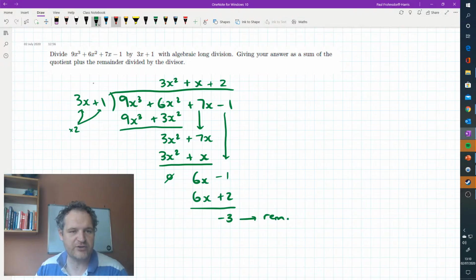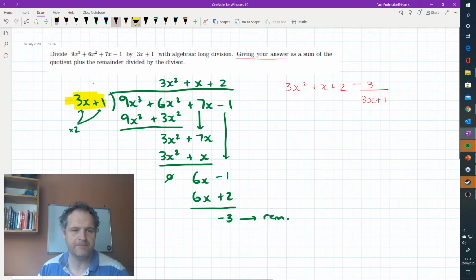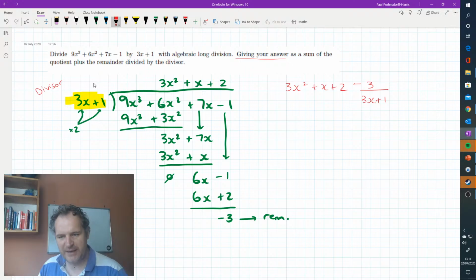Now, first thing I'm going to do is write out what my answer would be. Give your answer as a sum of the quotient plus the remainder divided by the divisor. So, it's going to be 3x squared plus x plus 2, and then this is the bit that it's talking about, the remainder divided by the divisor, plus, minus 3 over 3x plus 1. That is the divisor, because it's what we're dividing by. So if you get a remainder, you have to put the remainder over the top of the divisor because it hasn't been divided yet. And this is your final answer. This would be what you'd write as your final answer.